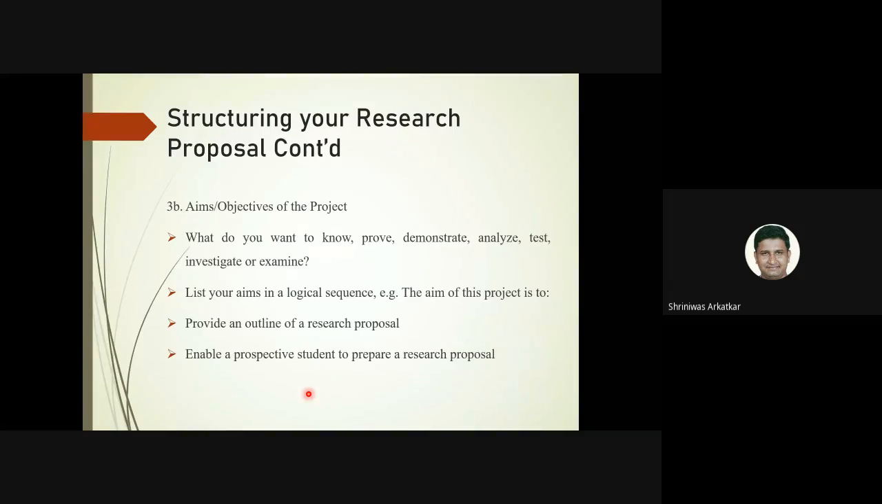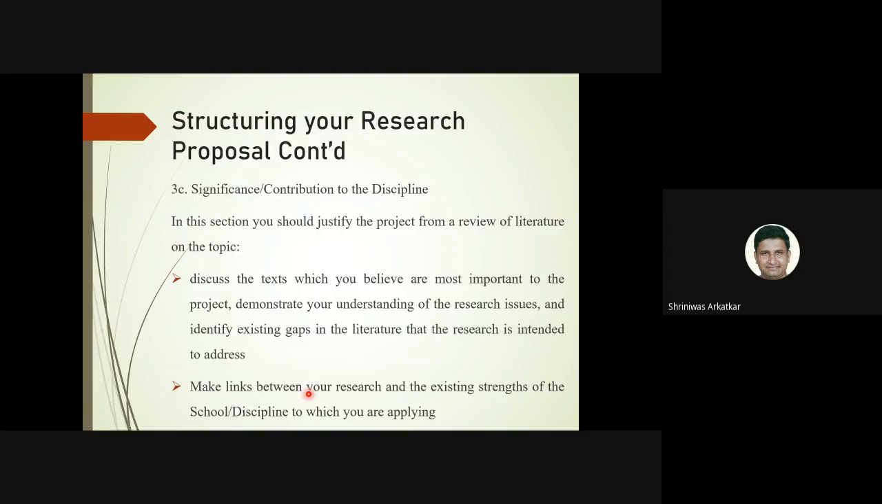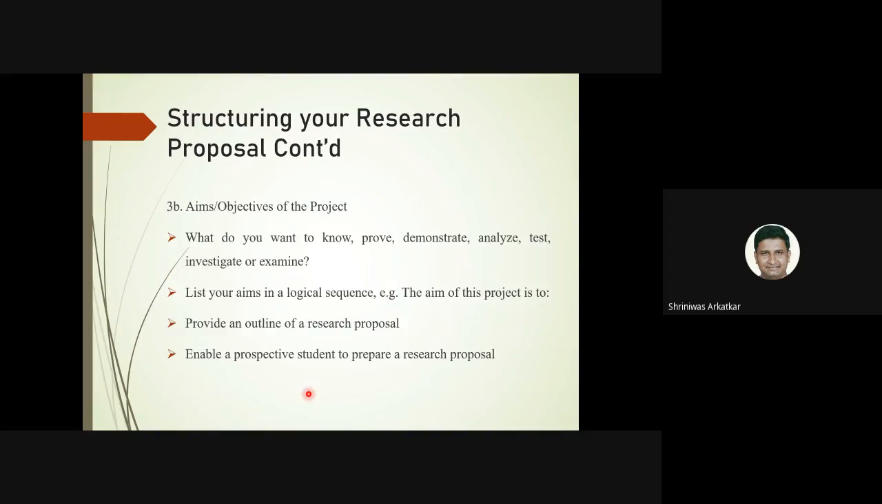Fine. Aims and objectives of project. What do you want to know, prove, demonstrate, analyze, test, investigate, or examine? List your aims in logical sequence. Provide an outline of the research proposal, and then enable a prospective student to prepare a research proposal. Of course, you should also see that some students are helping you out so that they feel connected, those who are likely to work with you.